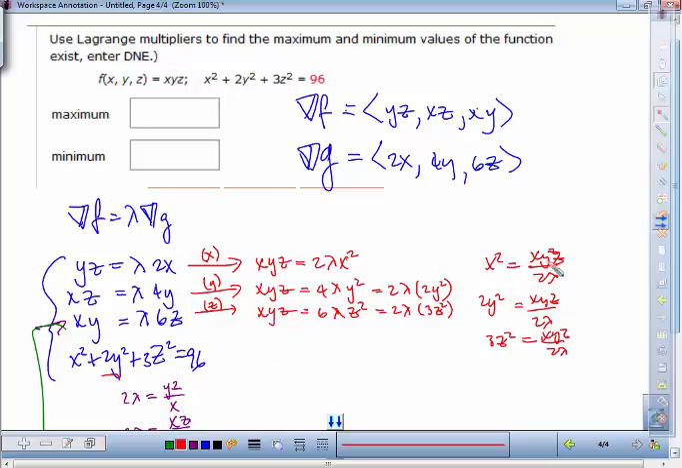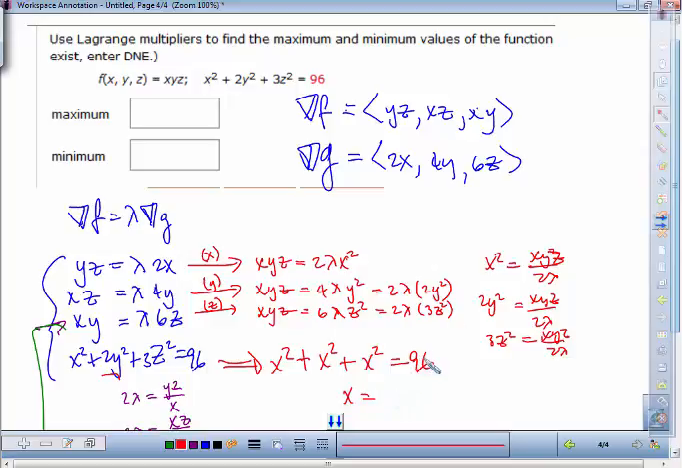Yeah, so we can set them equal to each other and just say that x squared is equal to x squared. 2y squared is equal to this, which is equal to x squared. And 3z squared is equal to xyz over 2 lambda, which is also equal to x squared. So 3x squared is equal to 96.